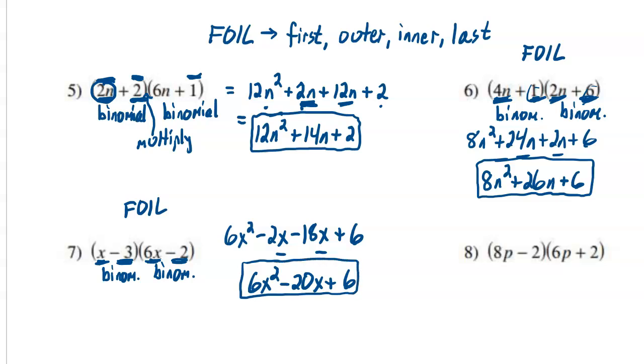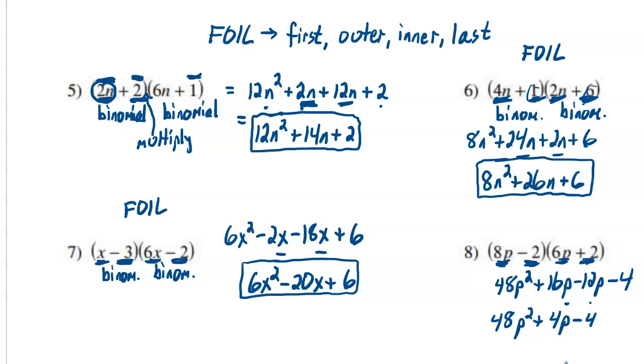Number 8, use FOIL. 8p times 6p is 48p squared. 8p times 2 is 16p. Negative 2 times 6p is negative 12p. And negative 2 times positive 2 is negative 4. And then these two are like terms and can be combined. 48p squared plus 4p minus 4.